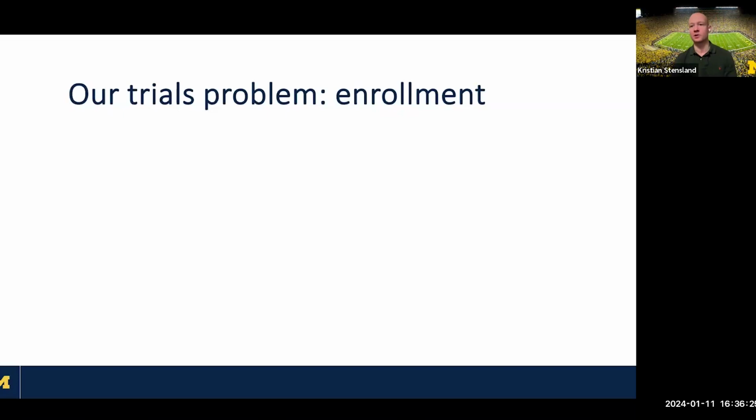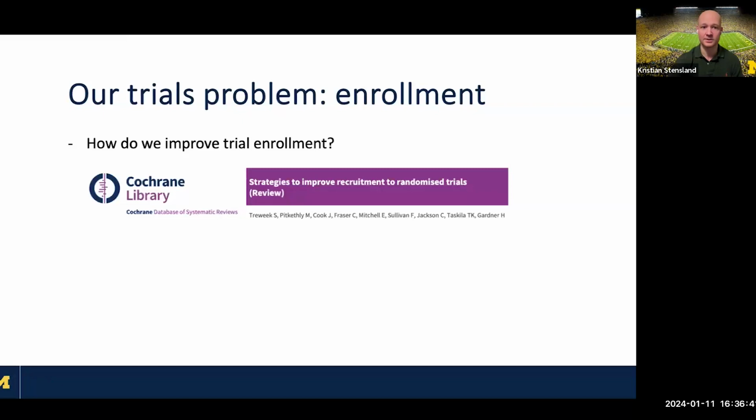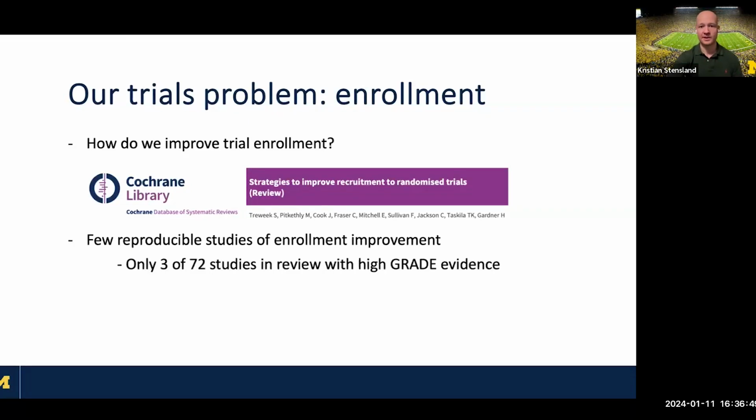So our trials problem that we're going to focus on today and lead into what I'm working on now is this trial enrollment problem. And so my big question is, how do we improve trial enrollment? As I said, that eye-popping 2 to 8% number, why has that not improved over the course of the last 25 years? There have been a few strategies to try to improve recruitment to randomized trials, but very few of them have been reproducible, and only 3 out of 72 studies in this Cochrane review had high grade evidence.